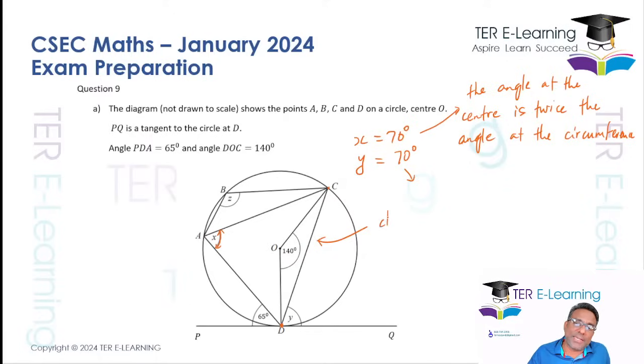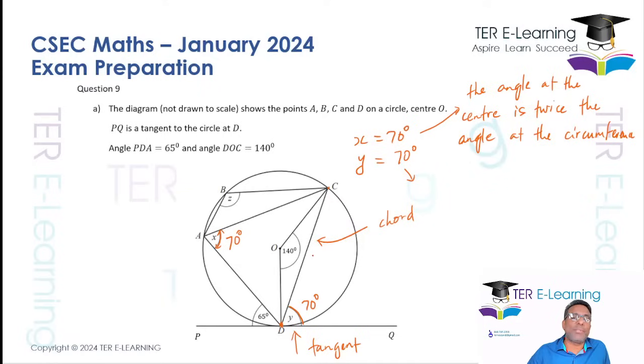This is a chord, right? This is a tangent. So there's a rule that says that the angle between a chord and a tangent, which in this case is y, right? So this chord is DC here. This angle here we know is 70 degrees. So the rule is this: angle y is actually 70 degrees, and the rule goes like this.